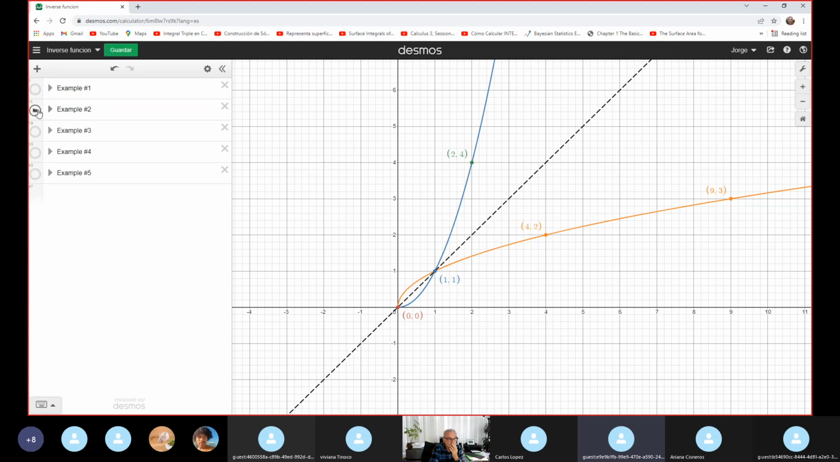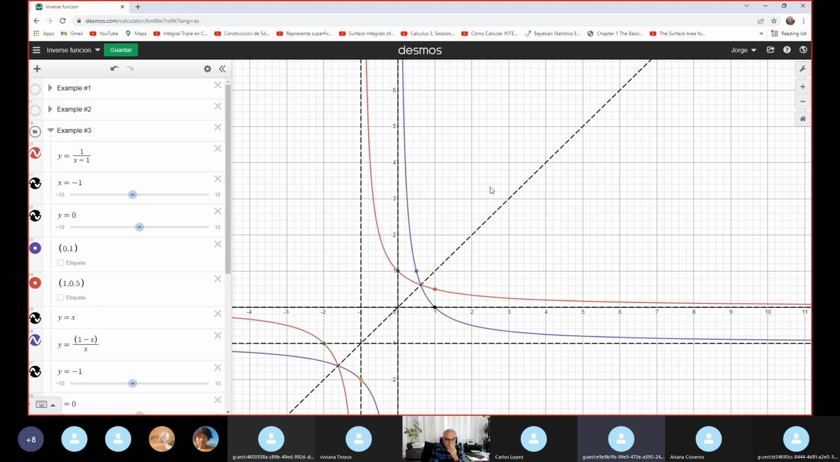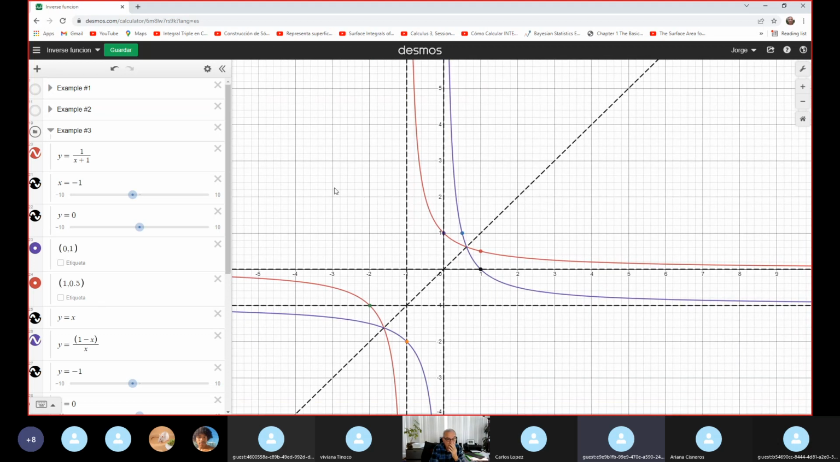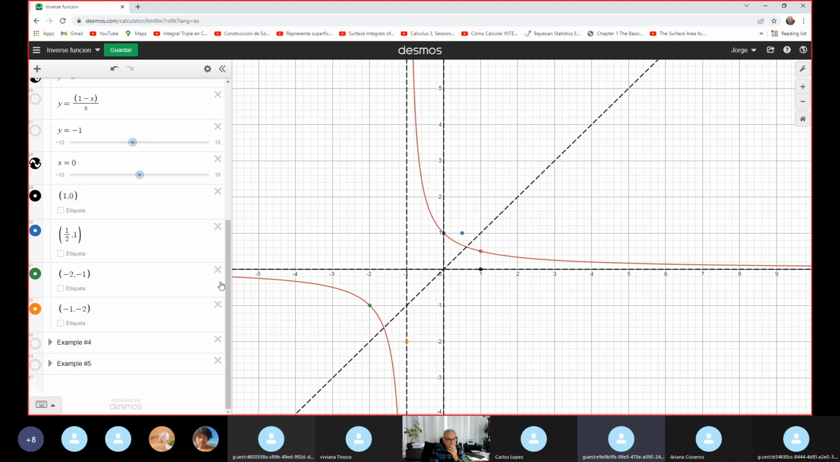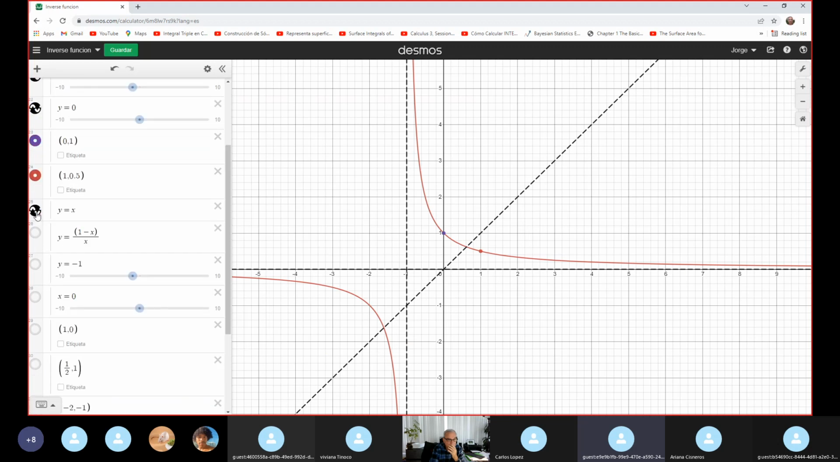Now this is example 2, now example 3. Example 3 is, wow, look at that. It's confusing. Look. Well, let me try to analyze step by step. Okay. The original is the red one. Okay, I want to remove the purple color. This information is only for the inverse. And why not the identity function? Okay, this is the original.